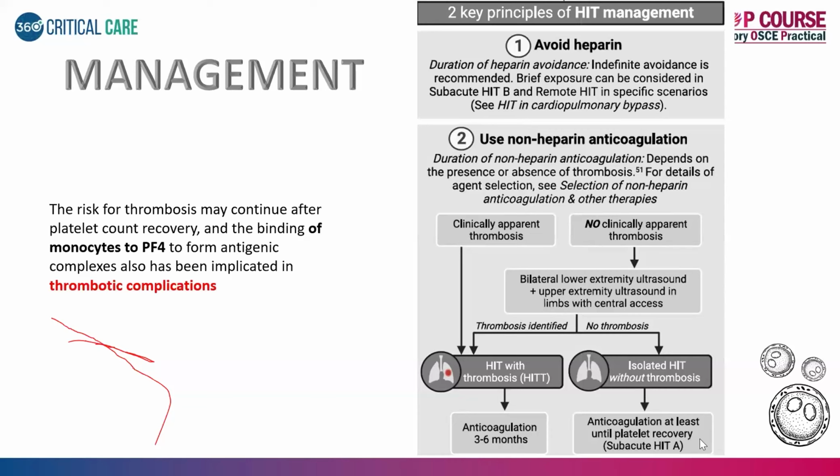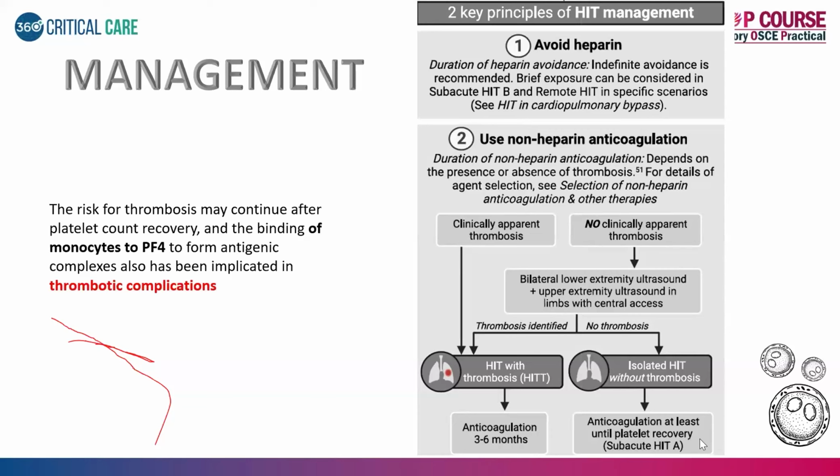So where do we need them? And how long do we need them? So this is the next algorithm that you need to look into. If a patient has clinical thrombosis which is present, be it in limbs or anywhere else, be it in the venous system or in the arterial system, definitely this patient needs an anticoagulation for 3 to 6 months.